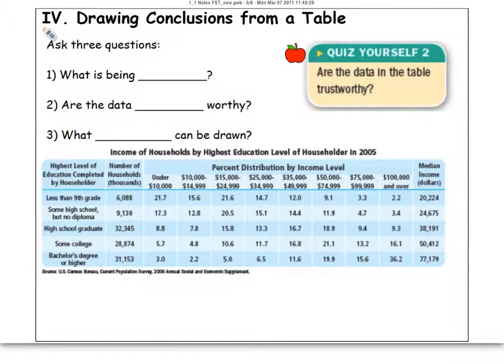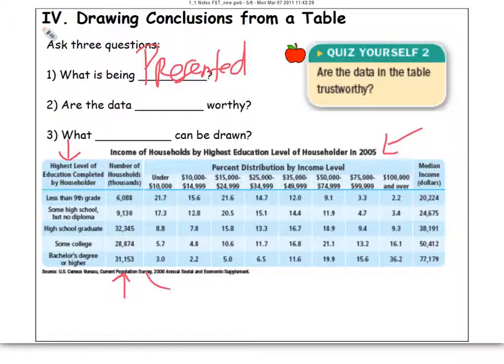Now, as you start to analyze data in tables, there's 3 questions you do want to ask yourself. You want to ask what is being presented. And the key to doing this is before you start doing the problem, just look at the table. Here it says we have income of households by highest education level of householders in 2005. So we have the incomes. This column here, the highest level of education that someone in our table had. Here we have the number of households that actually responded.